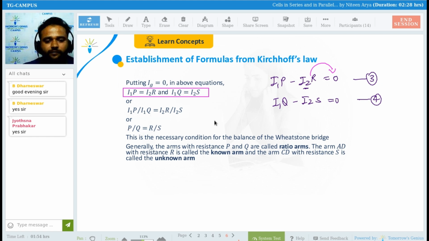So what we are doing here: initially we say if this is the condition, then Ig is going to be 0. Obviously we don't prove it in the same method, we prove it in a reverse method. What if I put Ig as 0 deliberately? Then automatically I get this relation. So that is how we proved it.